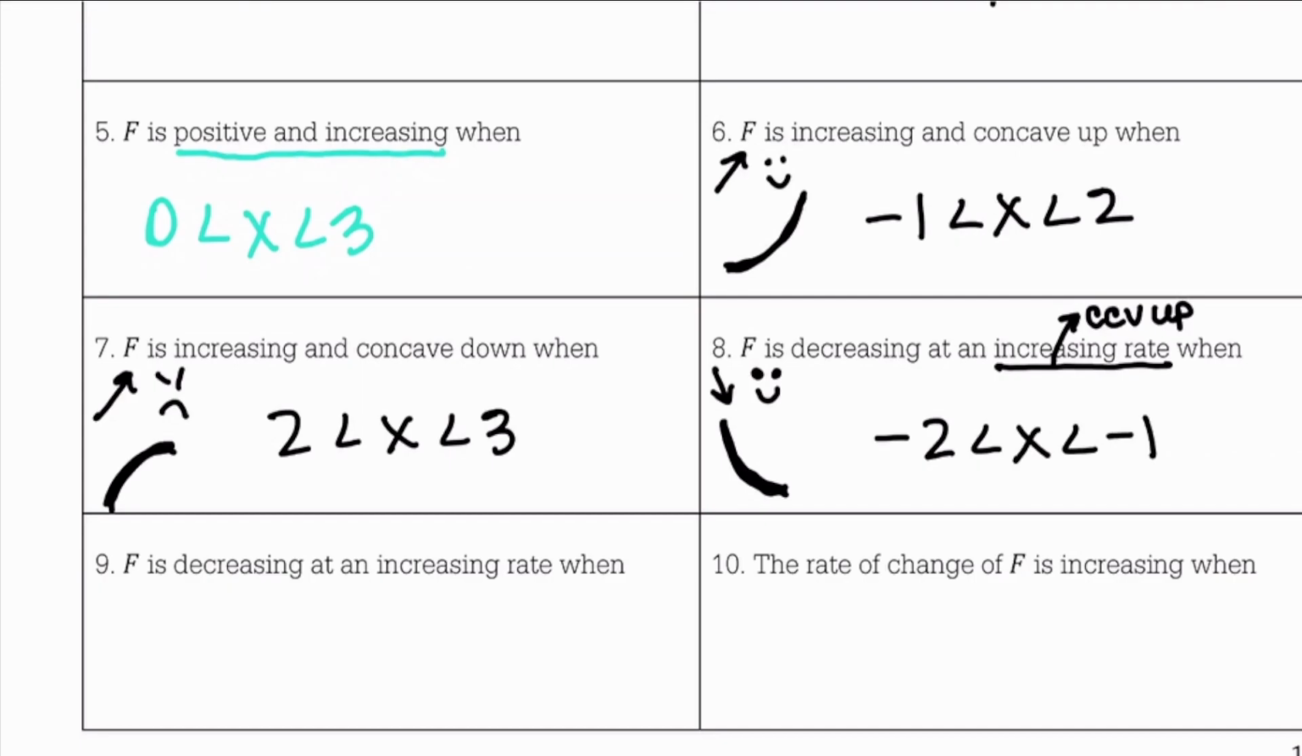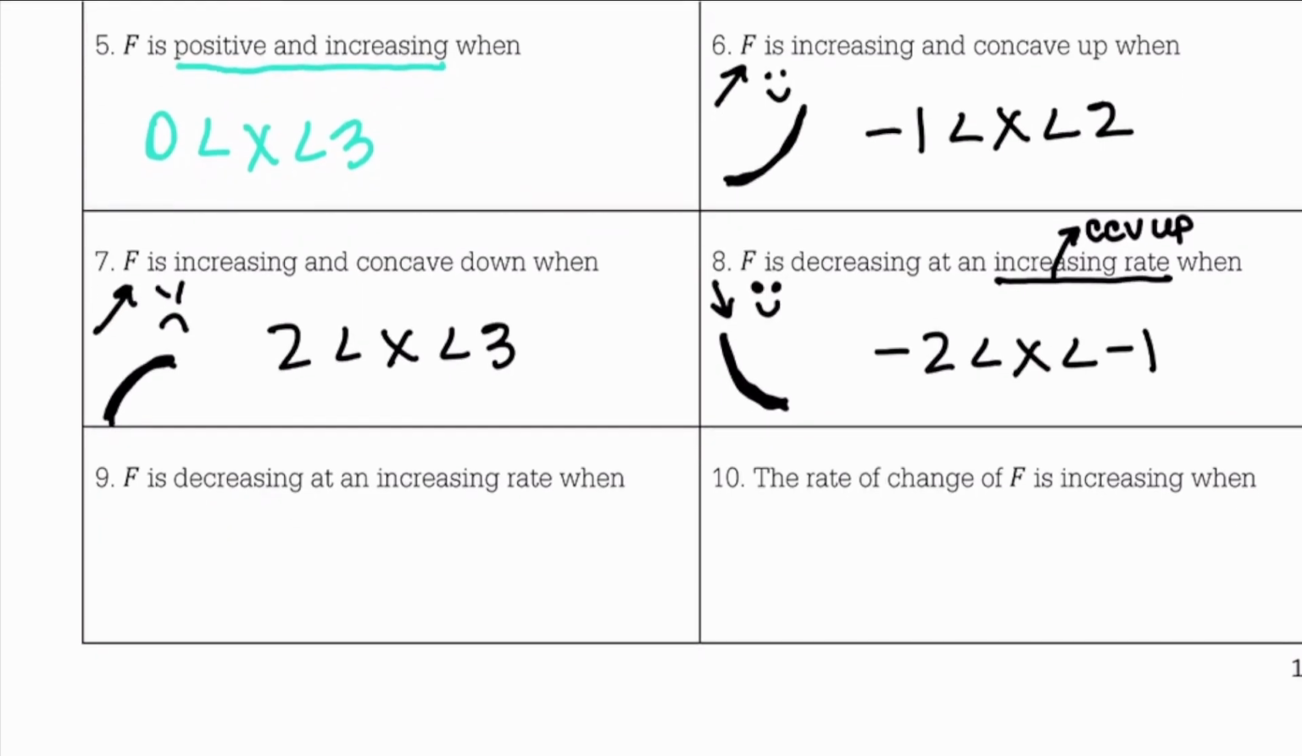Okay, decreasing at an increasing rate. Is that not that? Hold on, that looks like the exact same thing. Pretty sure I meant to do all 4 types, so it will be decreasing at a decreasing rate. So f is decreasing. If the rate is decreasing, that's going to mean concave down. Okay, so we're decreasing while frowning. So that's going to look something like that. Okay, that's a pretty decent sketch.